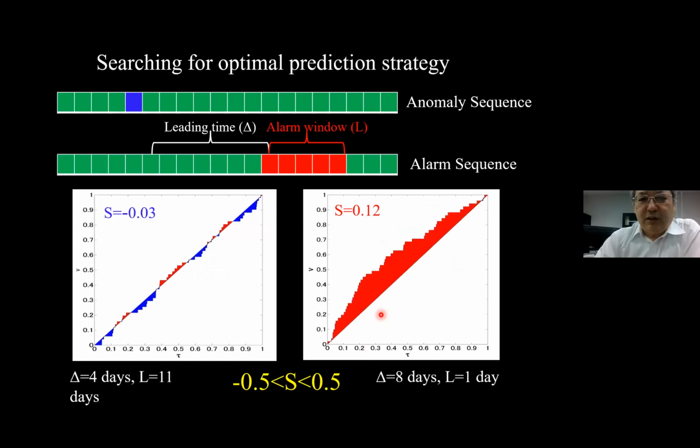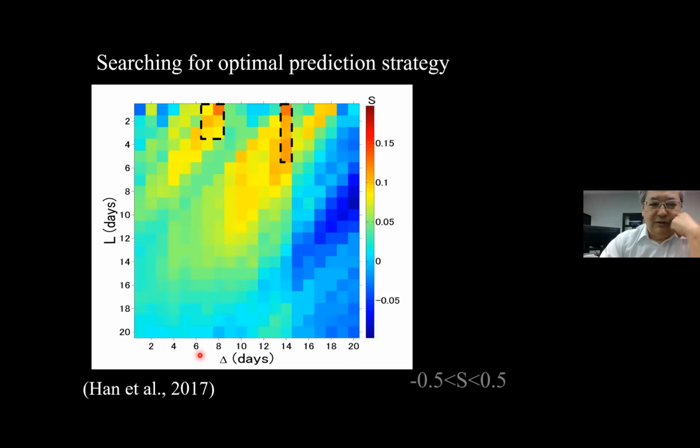And using the AUC, the area under the curve between the curve and the random guess, we evaluate the performance. If above the random guess, we give the positive value. If below this random guess, we give negative values, and sum up. And we check the delta and L performance of this ROC. This is the result. This is delta, the lead time. This is L, how many days we issue alarm around.